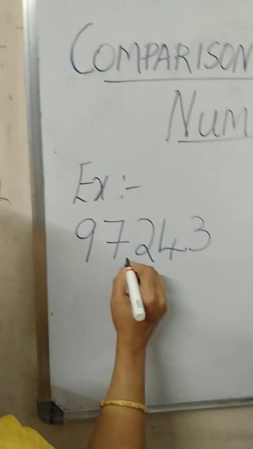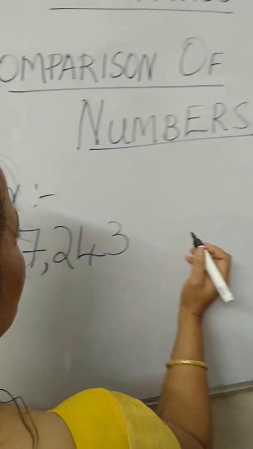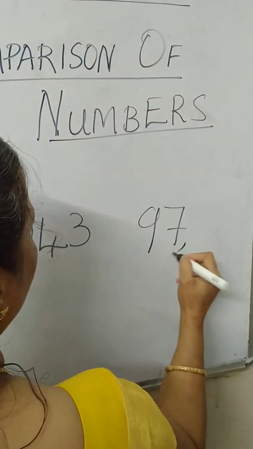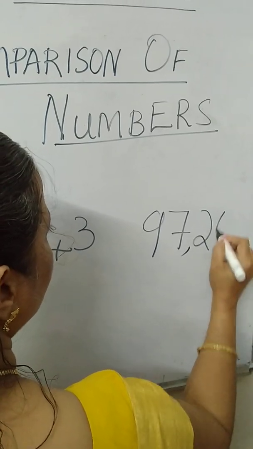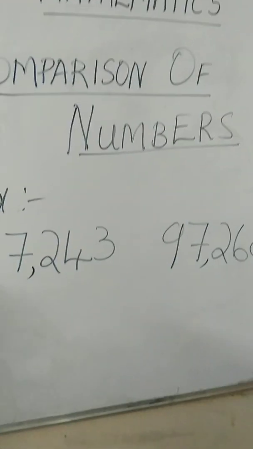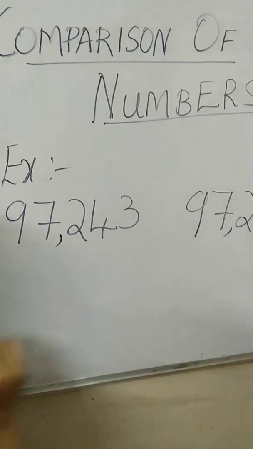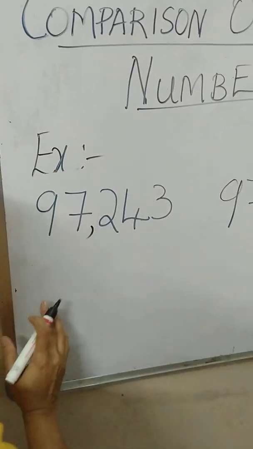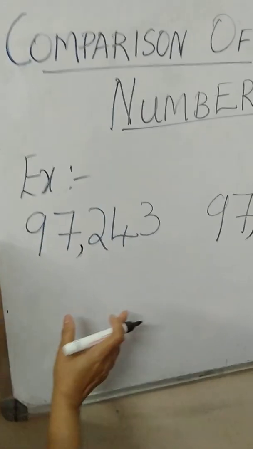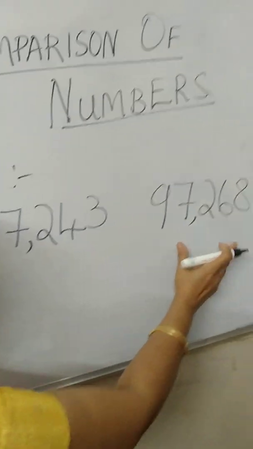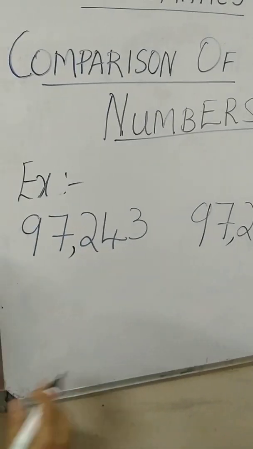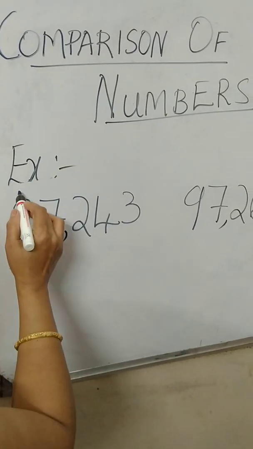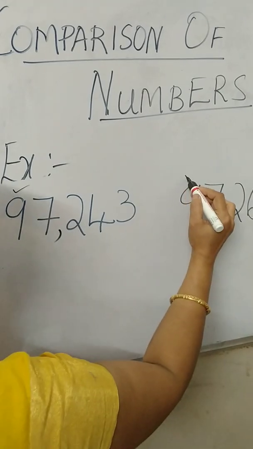97,243. Another number 97,268. Now when you look at these two numbers, you can easily make out these two numbers have got the equal number of digits. That is, here also it's 5, here also it is 5. Then as I said earlier, we'll compare the highest place value number. Now here it is 9, here also it is 9.